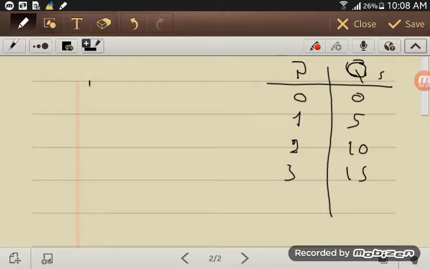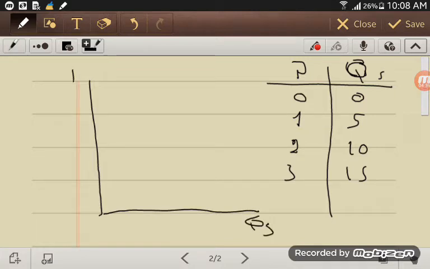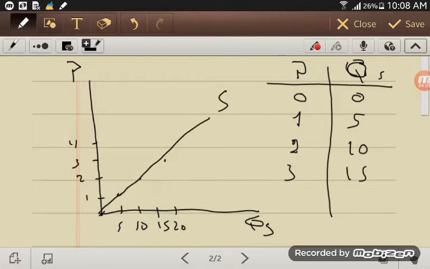And this can be represented graphically, as we said, with Q on the x-axis and the price on the y-axis. You are going to draw using a scale. If price is 0, quantity supplied is 0; at 1, 5; at 2, 10; and at 3, 15. This is the supply curve. It's positively sloped.